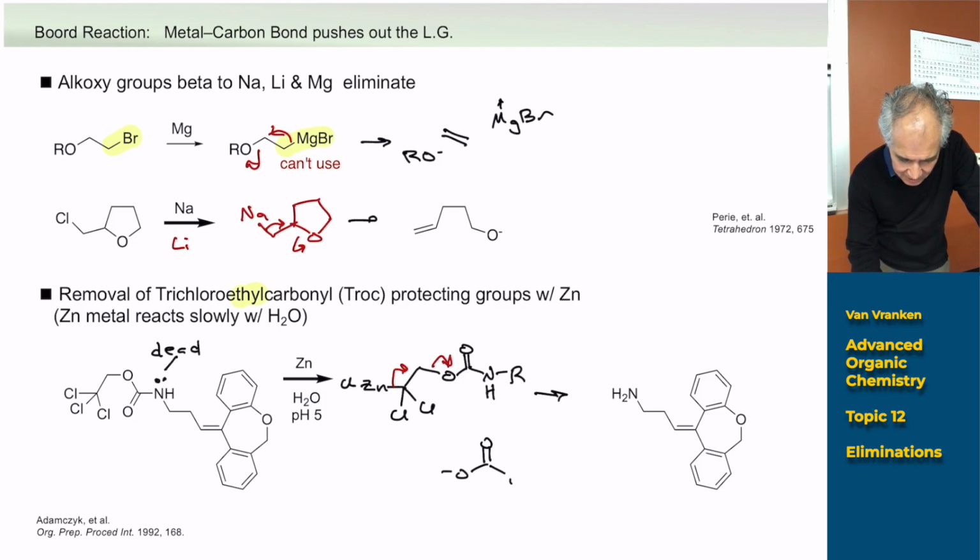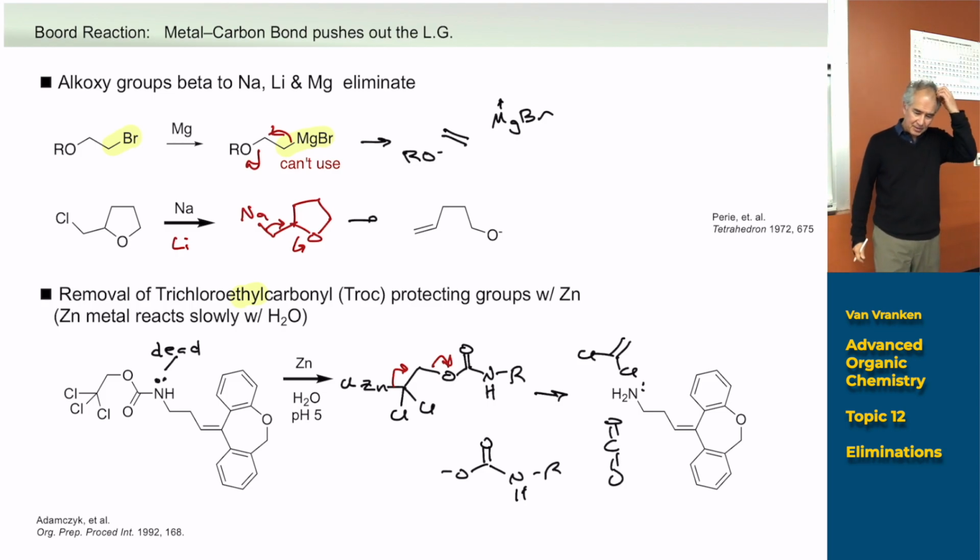I've run out of time here. I'm sorry. And then in the end, you end up with not ethylene, but dichloroethylene. And you end up with carbon dioxide floating around. And you've got your free amine. Right, those are examples of leaving groups.